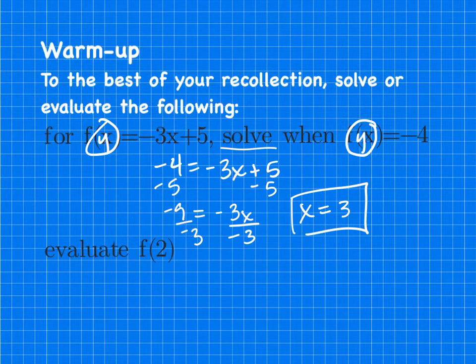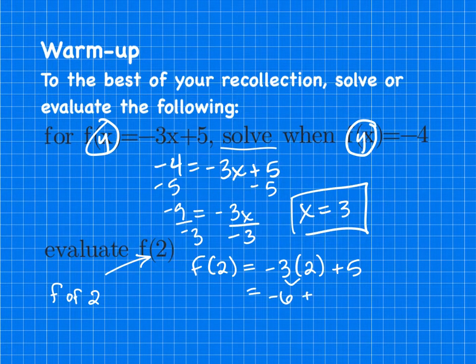The difference with what we have here and evaluate f of 2, that's what I'm referring to there, is there is something in place of the x this time, so we're also going to put it in place in the equation. If I have f of 2, I'm going to write negative 3, and instead of the x, I'm going to put 2 this time, and then I have plus 5. Then I just evaluate. Negative 3 times 2 is negative 6 plus 5, which is negative 1. So that was the warm-up.